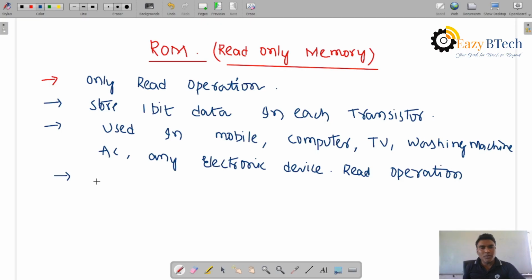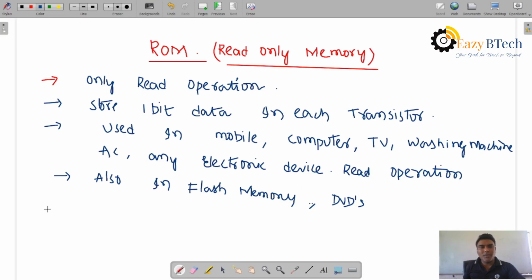Also we use flash memories. Flash memory is a permanent memory. In a mobile or a computer, we use this flash memory. It's a permanent data storage. Like we can also use DVDs. DVDs are flash permanent storage, which we cannot erase.